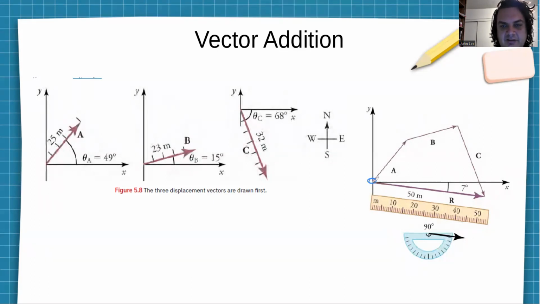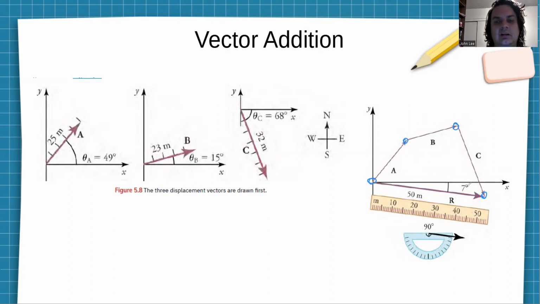So the first one goes from tail to tip, and then when you add the second one, you just put the tail of the second one at the tip of the first one. So put it at this tip, and then go out from there to your new tip. And then when you add the third one, put the tail of the third one at the tip of the second one, and go out a farther distance.